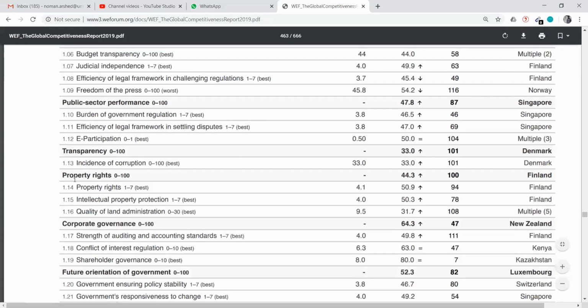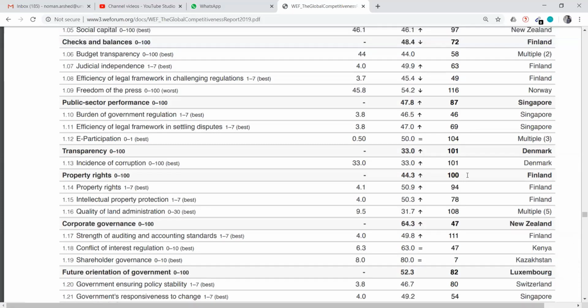Then there is property rights: property rights, intellectual property protection, quality of land administration. So Pakistan got a score of 44.3, and its position is 100 out of 141, and then Finland is on the top.